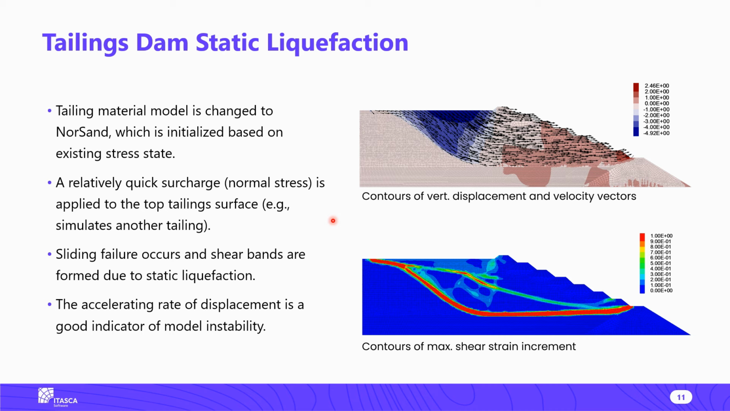And here, the actual magnitude of displacement doesn't matter, as it will continue increasing with further cycling. However, the accelerated rate of displacement is a good indicator of model instability and overall failure. This concludes the second example, and now let's switch to GEOM and talk about 2 other new examples.